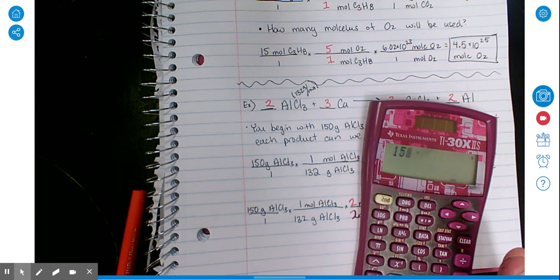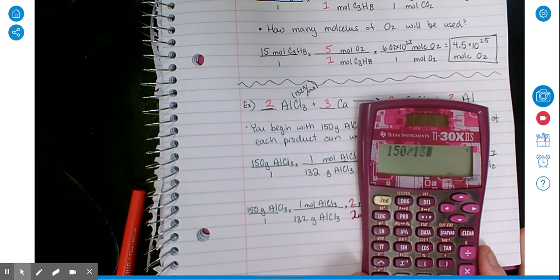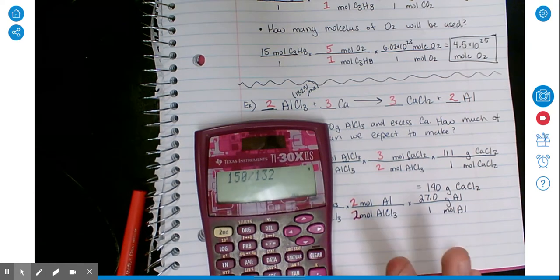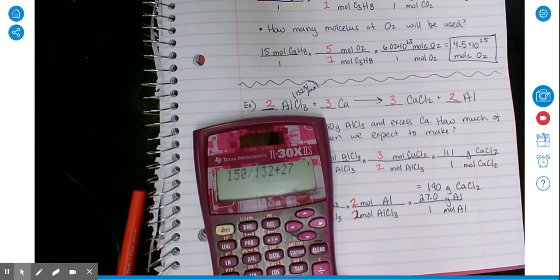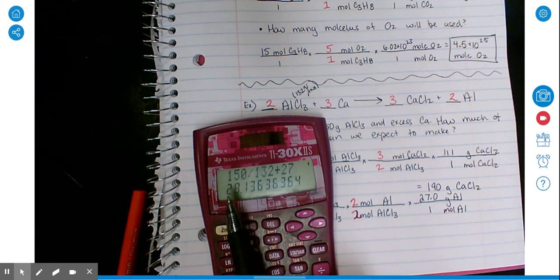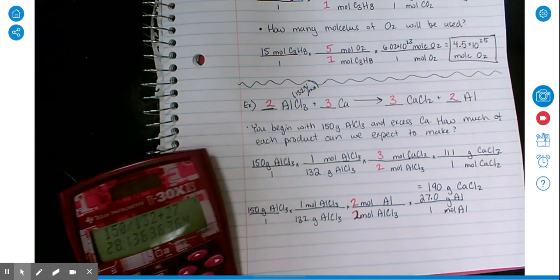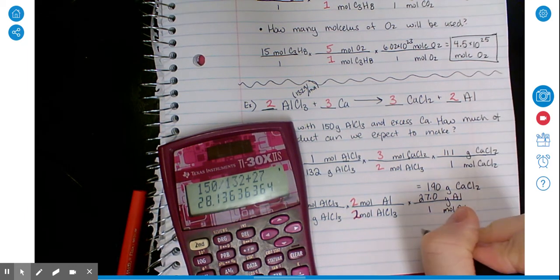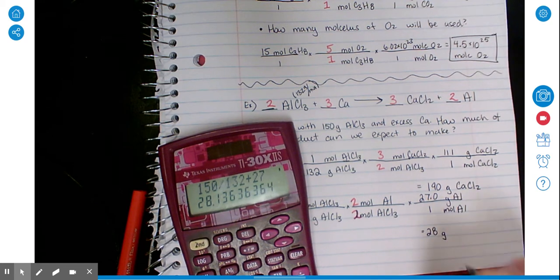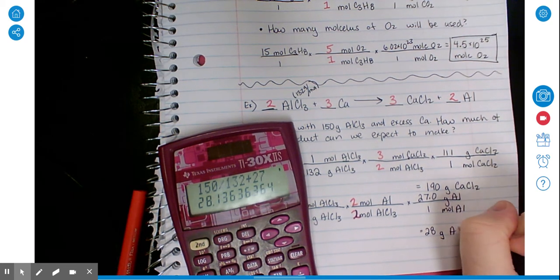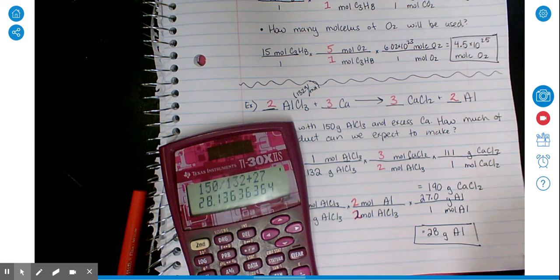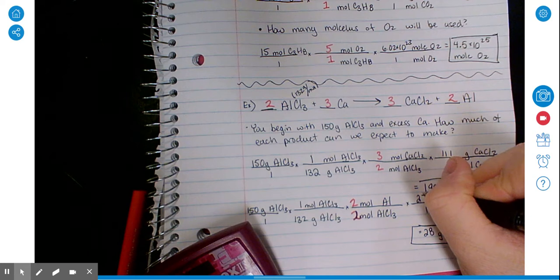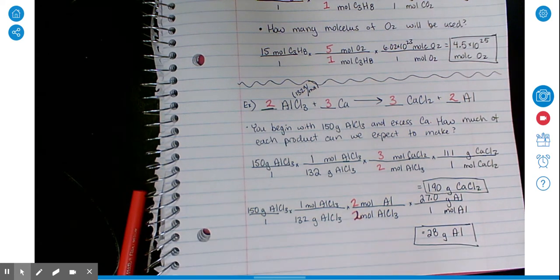I can type that into my calculator, 150 divide 132. Now, you can times 2 divide 2. It'll cancel out. Times 27. And I end up with, I am going to produce approximately 28 grams of aluminum. So I'm going to produce around 28 grams of aluminum and 190 grams of calcium chloride.